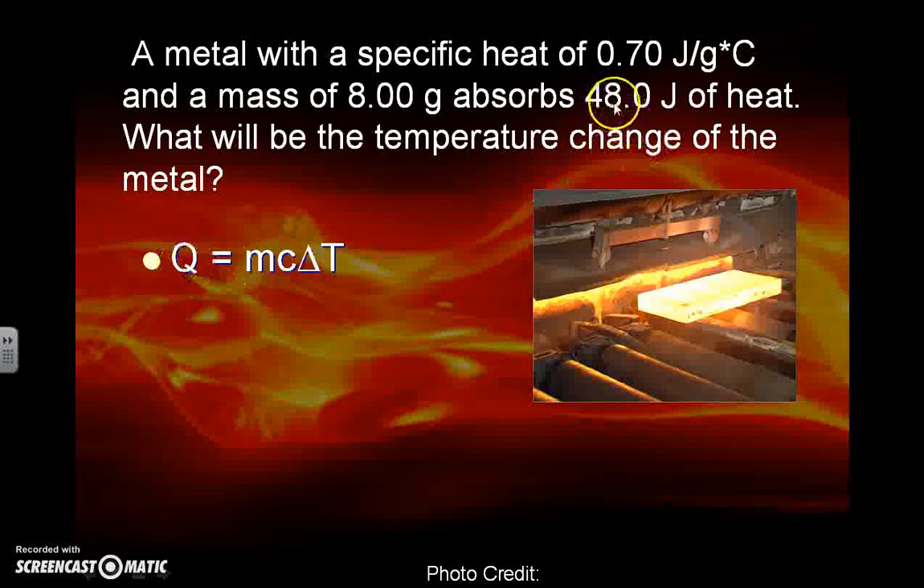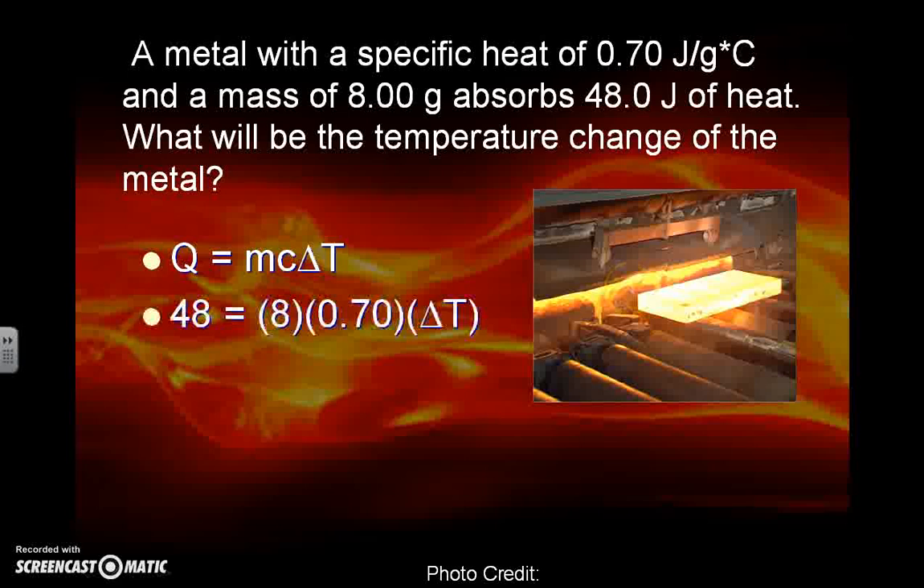We have the Q as 48 joules. That's the amount of heat. We have mass. That's always going to be in grams in these kind of problems, unless they're trying to trick you so that you have to do a conversion from kilograms to grams. But here, we do not need to do that. It's already in grams. And we have the specific heat as 0.7. And we'll put that in here. And delta T will remain the variable.